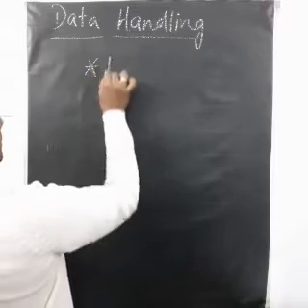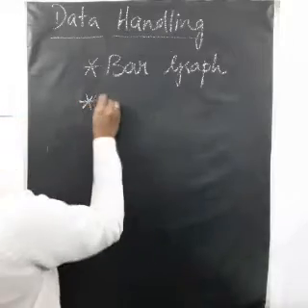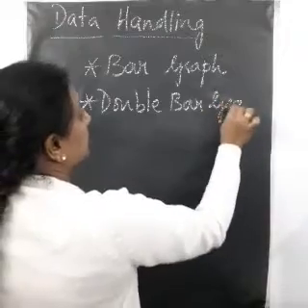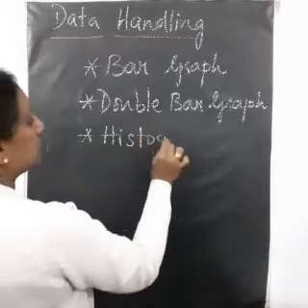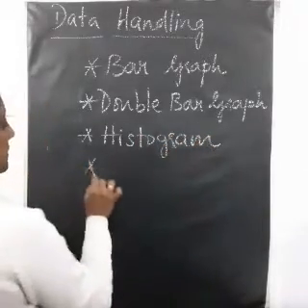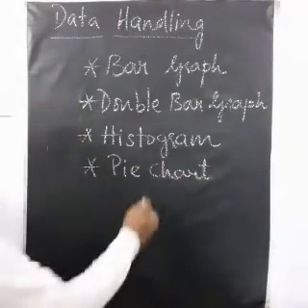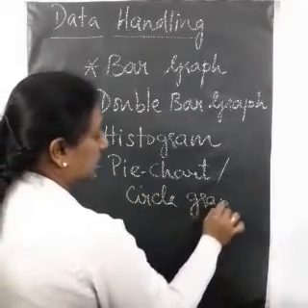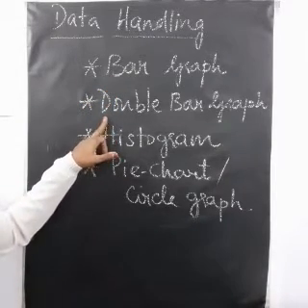Now today we are going to deal with bar graphs, the graphical representation. Next we have double bar graph. Then we also have histogram and pie chart. This is in this year's lesson. Pie chart is also known as a circle graph. Bar graph and double bar graph you've already studied in class 7.